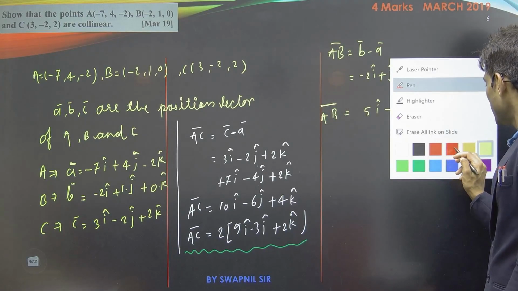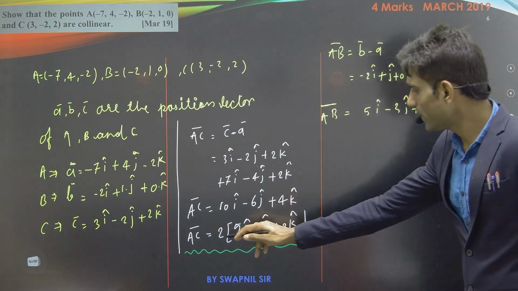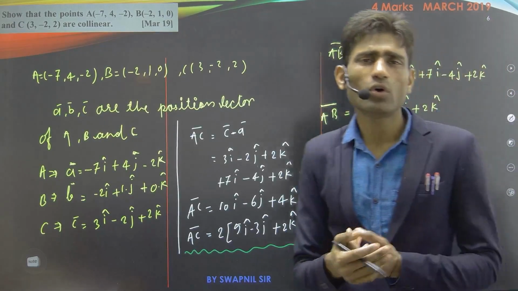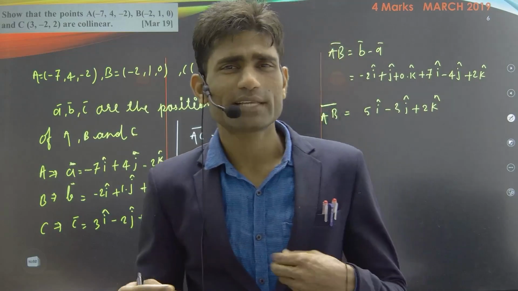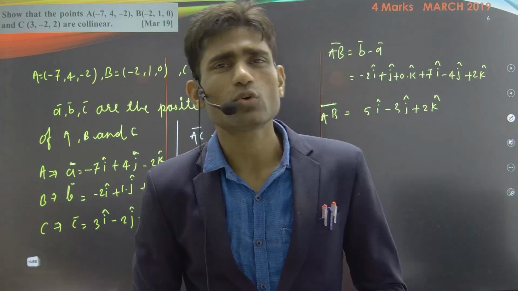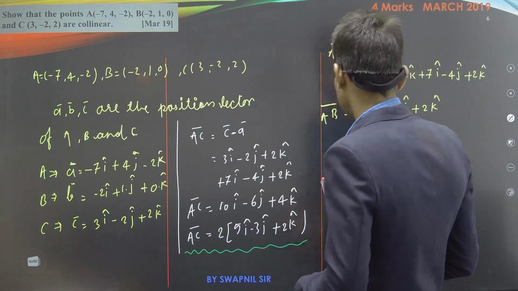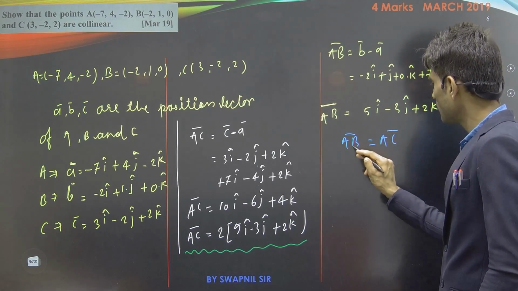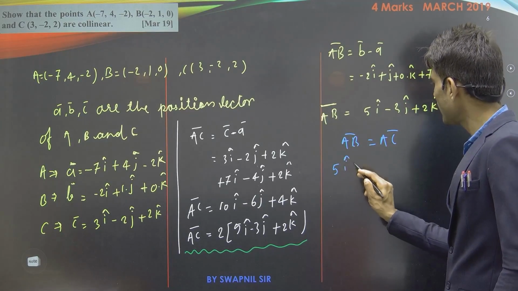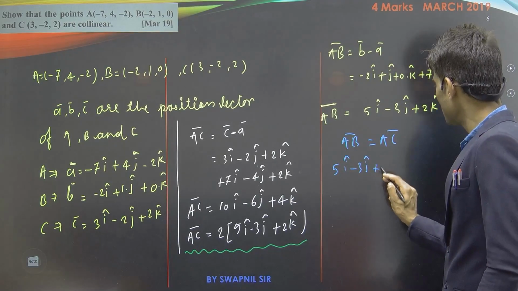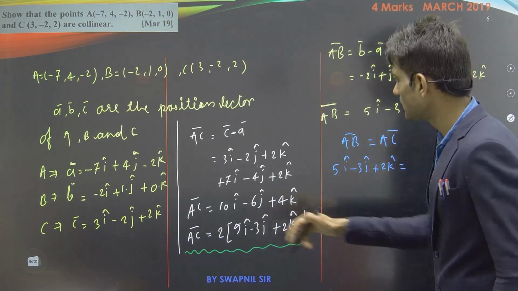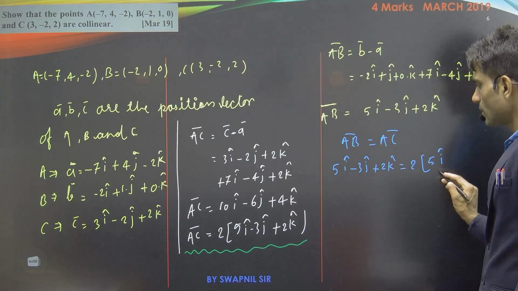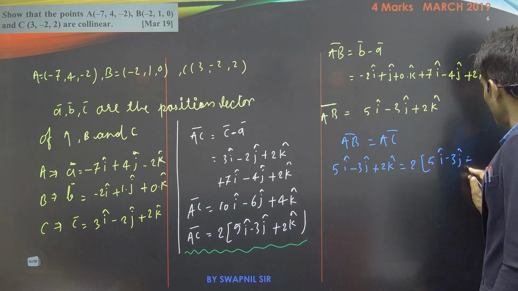Now in our next step, we compare AB bar and AC bar here. If we come to know that AB bar and AC bar have some scalar multiple between them, then we write them as collinear vectors. So AB bar we have here 5 times I cap minus 3 times J cap plus 2 times K cap, which is equal to AC bar, 2 times 5 I cap minus 3 times J cap plus 2 times K cap.